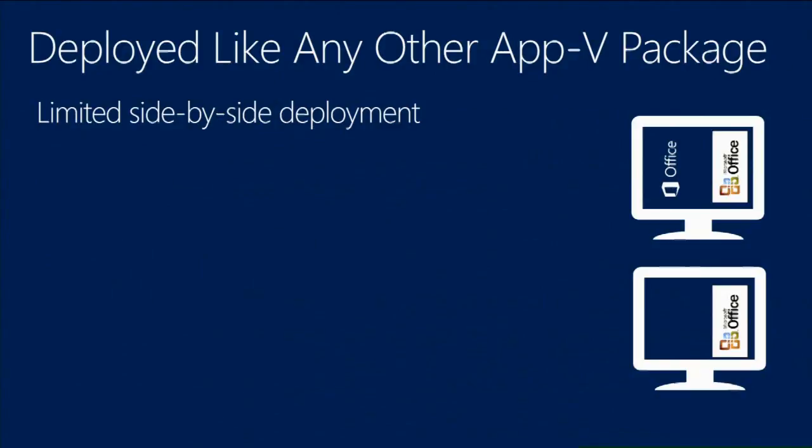All right, so the other big thing is that even though we don't sequence, this package works like any other App-V package. And one of the things with Office 365 is it does have limited side-by-side deployment with Office 2010. We're going to talk a little bit more about fully integrated and non-integrated, but a fully integrated Office 365 package can work side-by-side with a non-integrated Office 2010 package, all right?